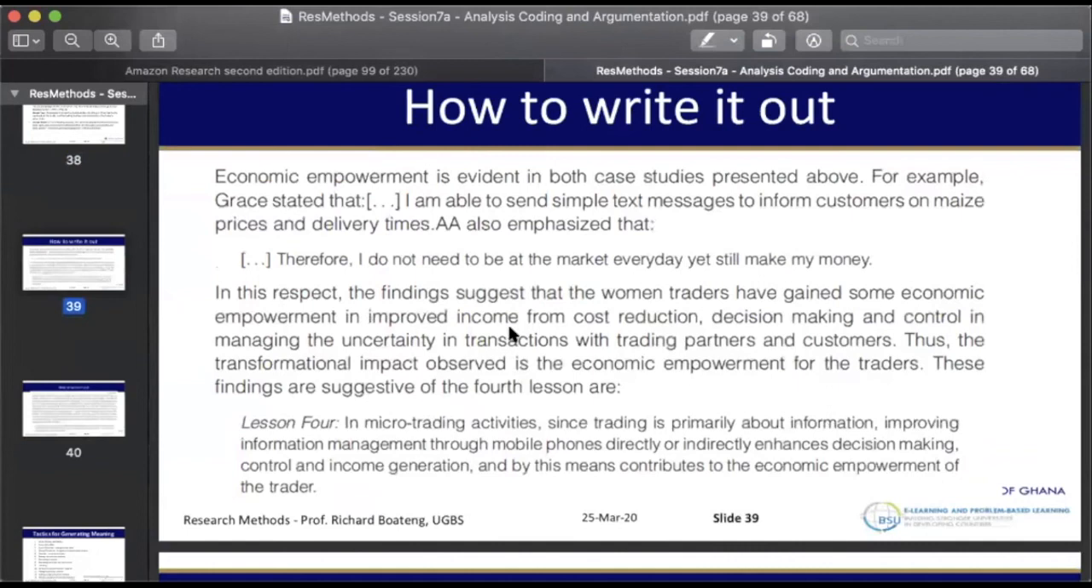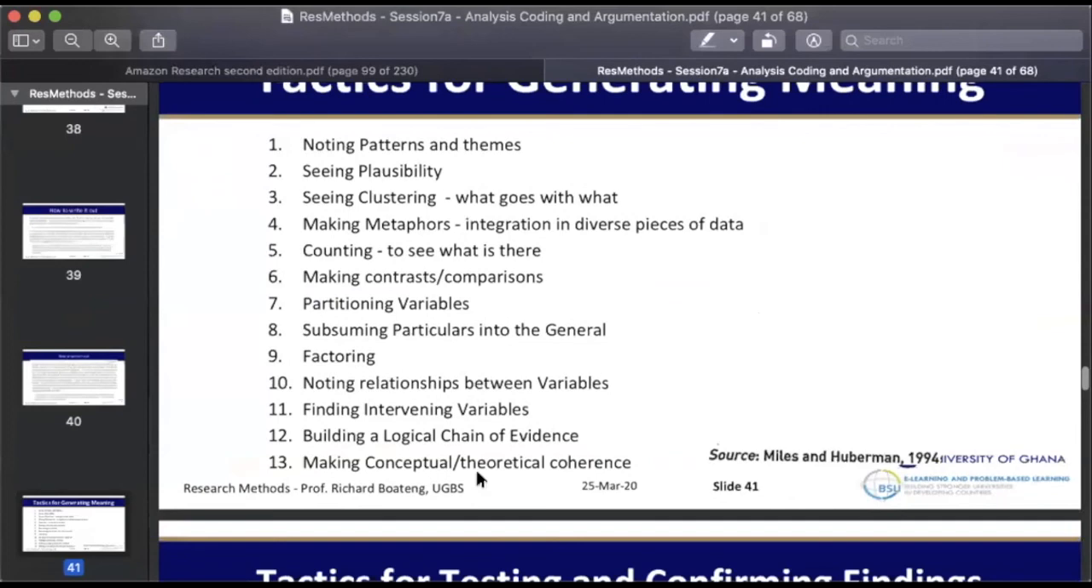Improve income from cost reductions on its own. Decision making and control in managing uncertainty with trading patterns is also on its own. And so you can break them down. The same thing here is that it directly enhances decision making, control, and income generation. All of them are on their own. So you can build them and put them together. Okay. Then he goes on to say that making contrast and comparisons.